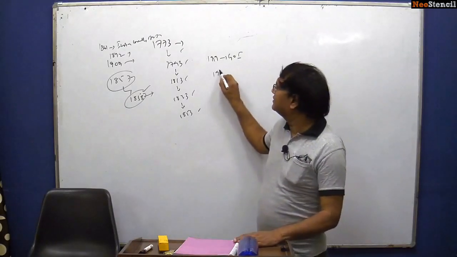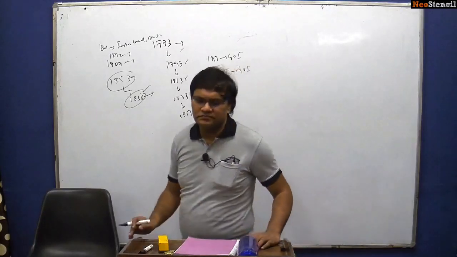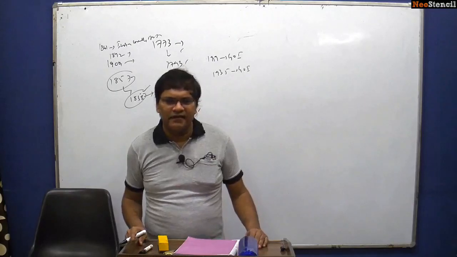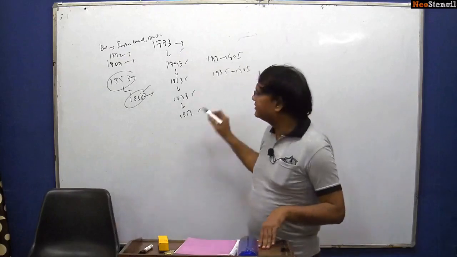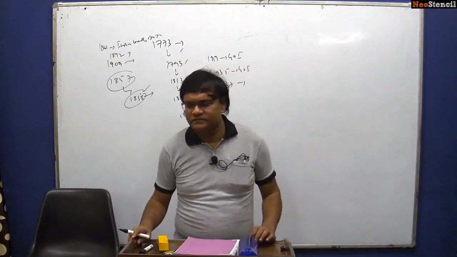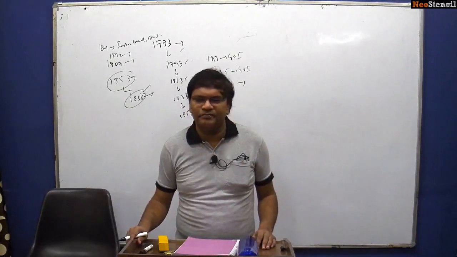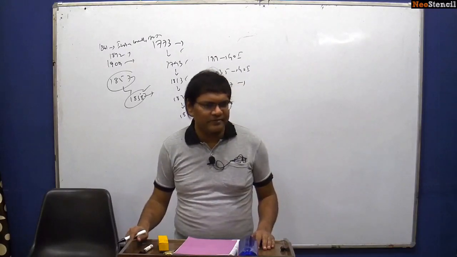And later 1935 Government of India Act. And finally, last but not the least, 1947 Indian Independence Act. The Indian Independence Act was passed by the British Parliament.